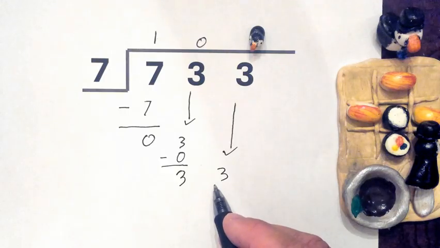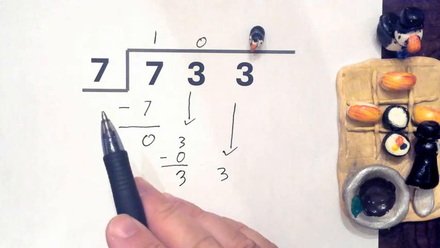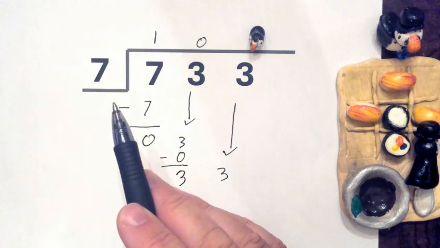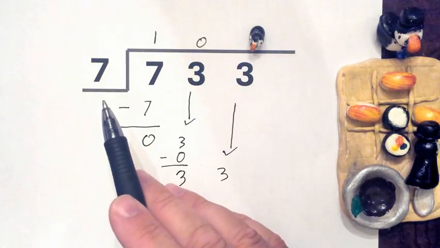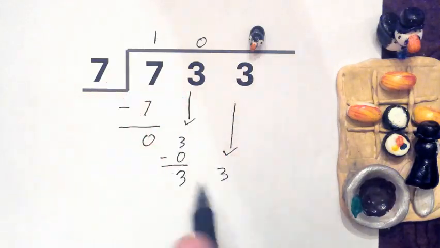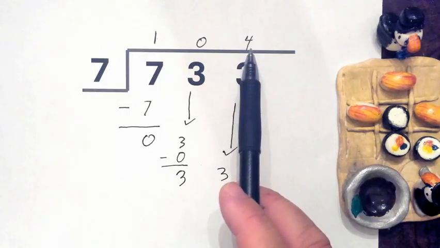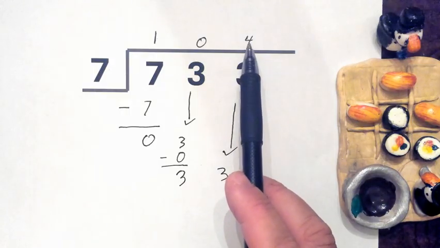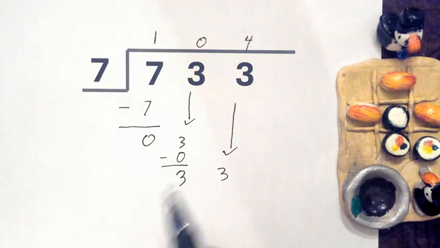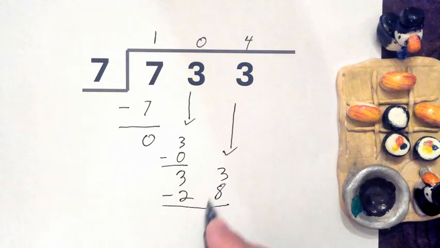And we're going to divide. 33 divided by 7. Let's think about it. 7, 14, 21, 28. We can't get to 35, so that's 4. So it looks like we have our answer, 104. But let's complete the multiply and subtract steps just to make sure we get a 0 at the end. 4 times 7 is 28. Subtract: 33 minus 28 is 5.